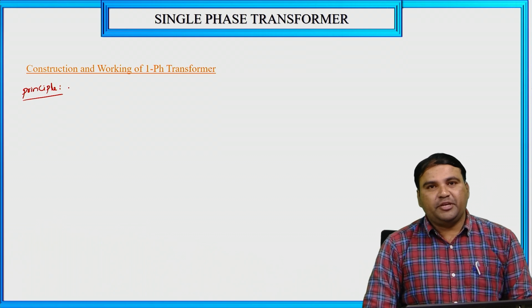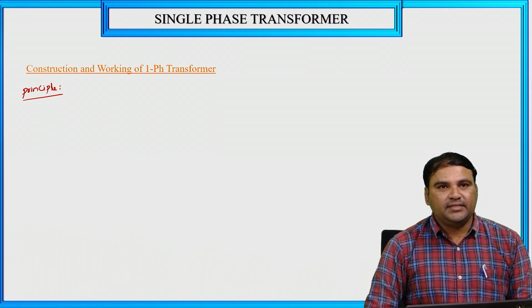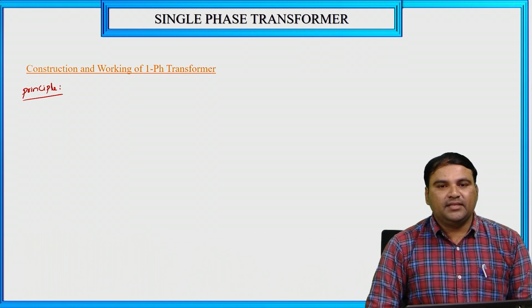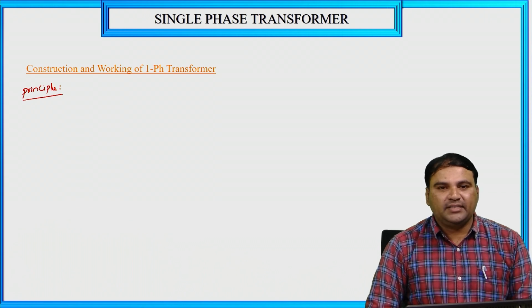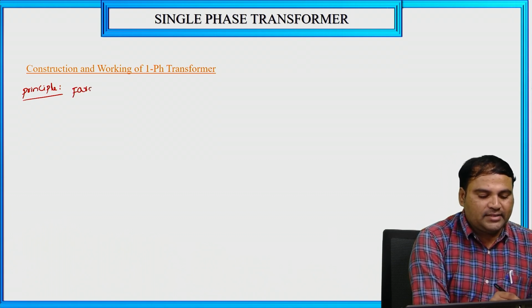So what is the principle of a transformer? A transformer is a static device. The electrical power is transferred from one circuit to another circuit without changing its frequency. That is according to Faraday's law of electromagnetic induction, that means the mutual induction between the two coils. So the principle is based on Faraday's law.